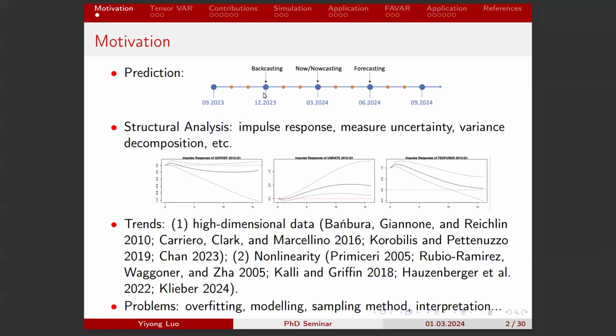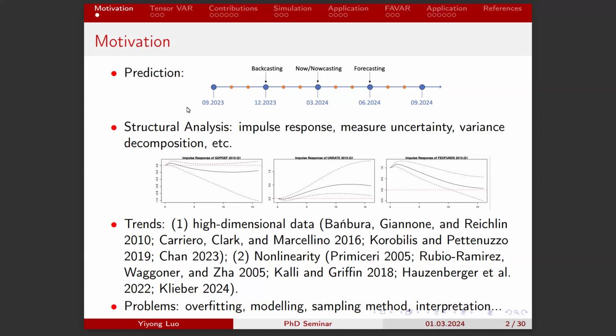Similarly, since the data in the past may not be released immediately, let's say in December 2023, we need to use data up to March 2024 and backcast the data in December 2023. So these are the three categories in the prediction of econometrics. And I will focus on the forecasting because for nowcasting and backcasting, you actually need some different model structures.